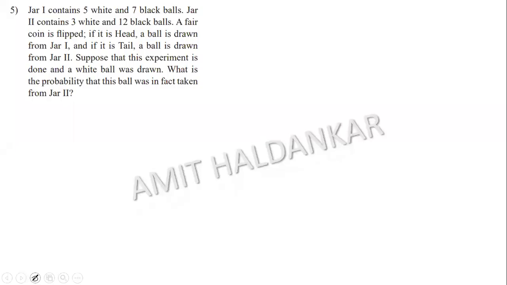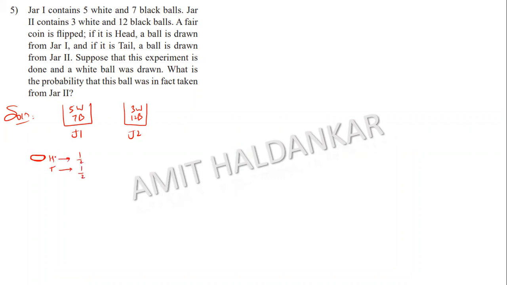So let's look at a new question. That is question number 5. Jar 1, J1, contains 5 white and 7 black. Jar 2, J2, contains 3 white and 12 black. A fair coin is flipped. Now there is a coin over here which is flipped. When you flip a coin, you get either a head or a tail, so the probability of getting a head or a tail is half and half. If a fair coin is flipped and it is head, a ball is drawn from jar 1.